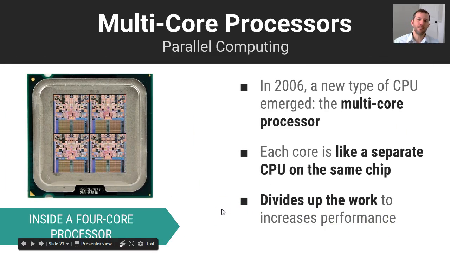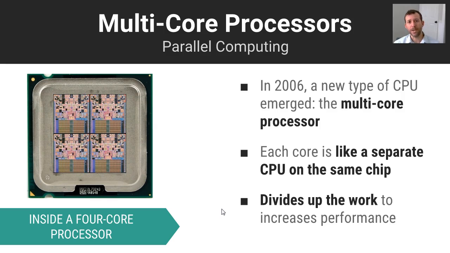The next phase in computing was multi-core processors. Manufacturers had a hard time putting more and more transistors onto a single chip, and so they decided to put a bunch of chips together. And this started what we call parallel computing.